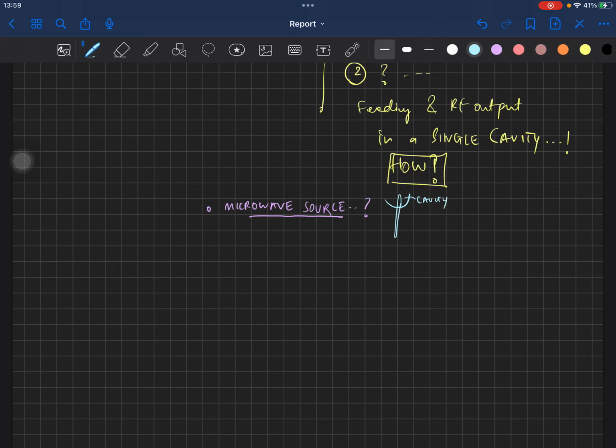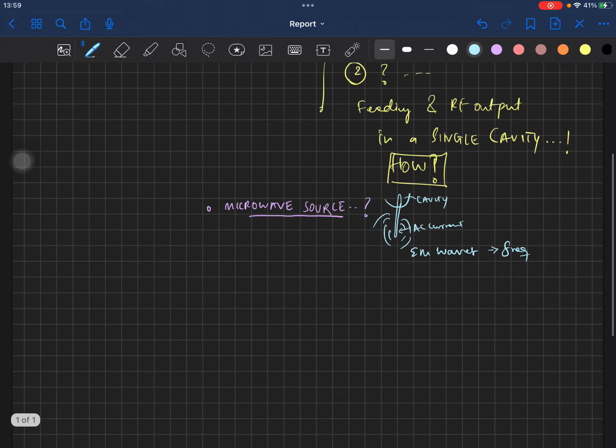In the cavity, the oscillating fields are being produced. Fields are also being oscillated. There is an AC current in this, and then it will give you the EM waves. The frequency corresponding to which one? What will the frequency be? Will it be the same as the AC current's frequency? Are they equal? That is the second question.